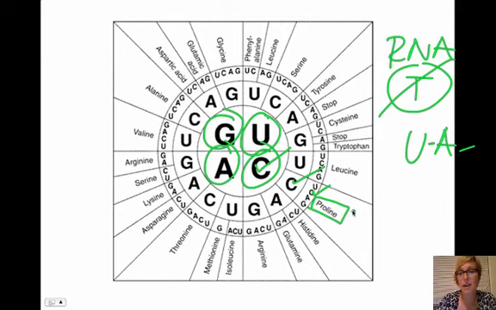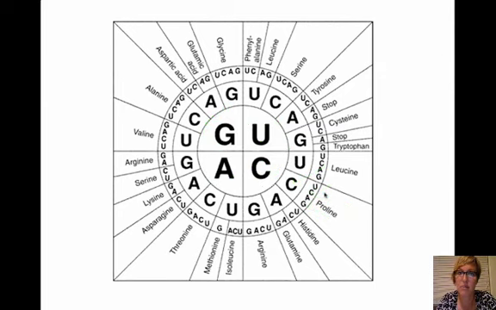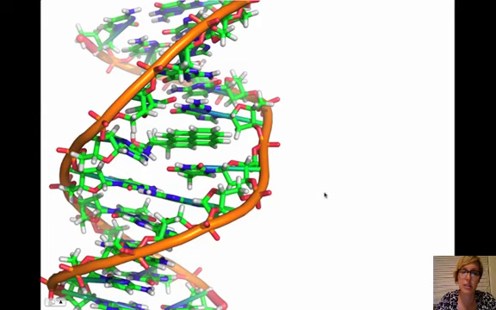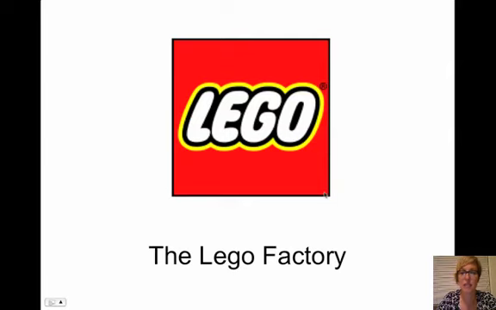So where do these three-letter words come from? Where do they code for in RNA? Well, they come from your DNA in your nucleus. And that is the whole process. We start with code in our DNA. It's made into RNA code that codes for an amino acid, which makes a protein, which does some sort of function in your body. There we go. Now we are going to visit the Lego factory.